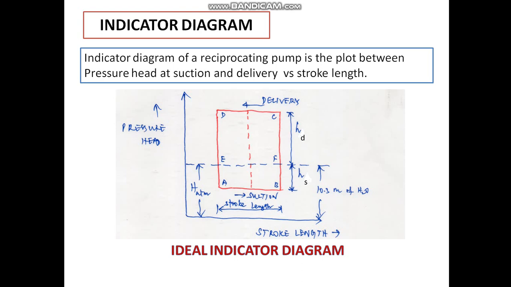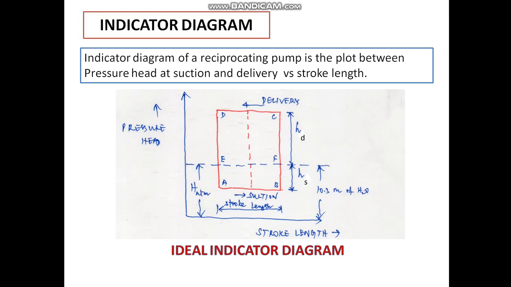So the atmospheric pressure head is marked H_atm, that is 10.3 meters of water. And we are assuming that during the suction stroke, the pressure inside the cylinder is less than atmospheric pressure by an amount equal to Hs, the suction head, and that head remains constant. So the pressure head during the suction stroke is represented by a horizontal line AB, and that AB is below atmospheric pressure by Hs. So the pressure head is constant and that is along AB.